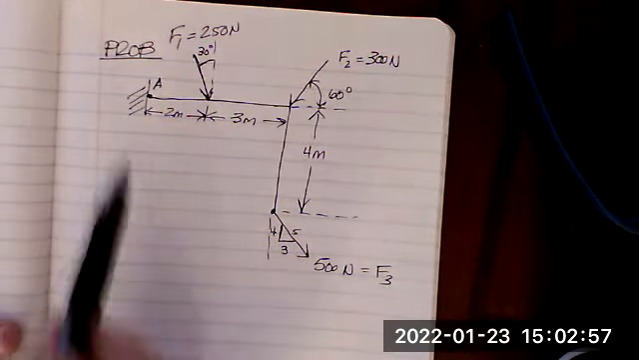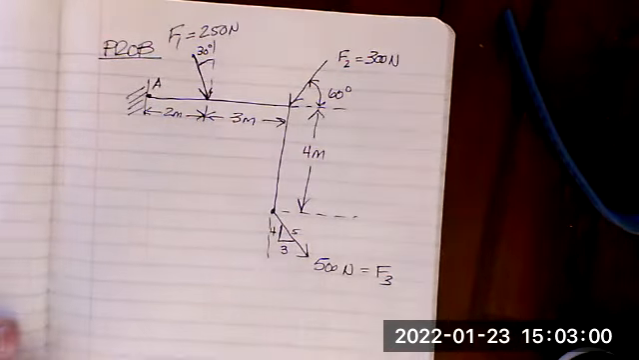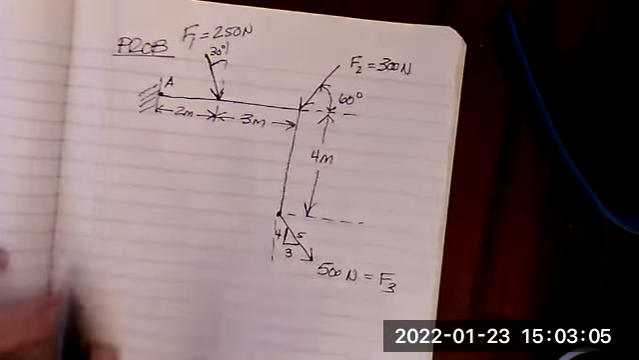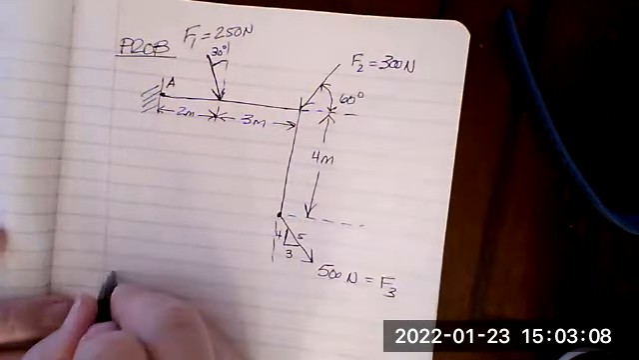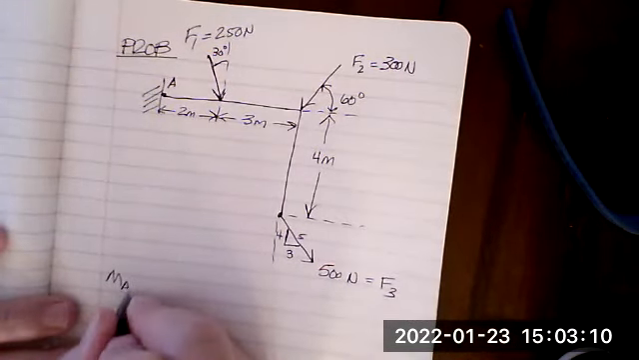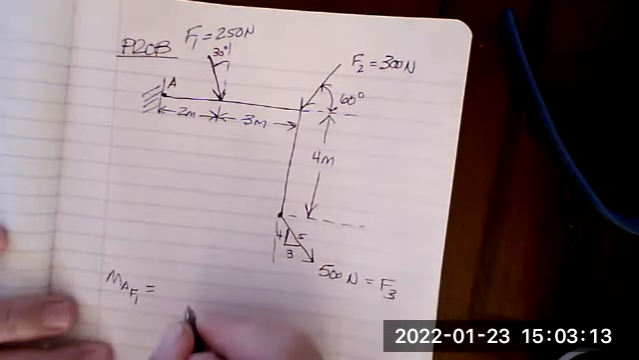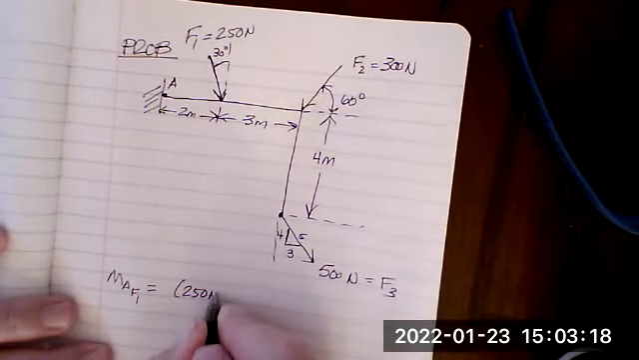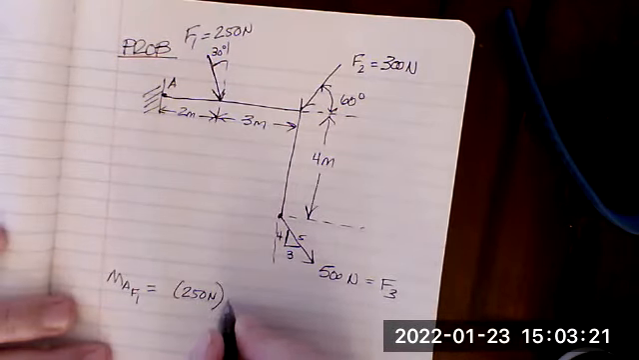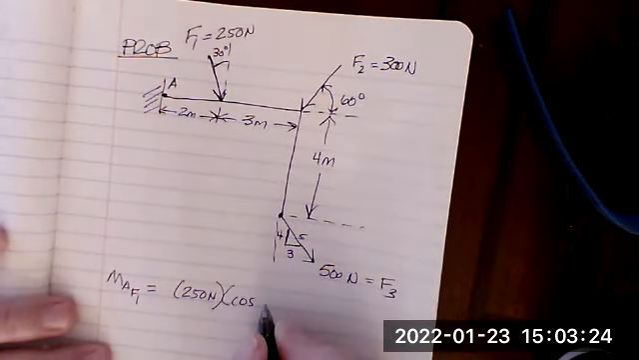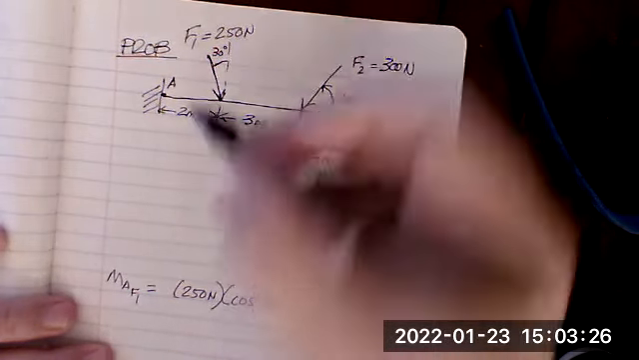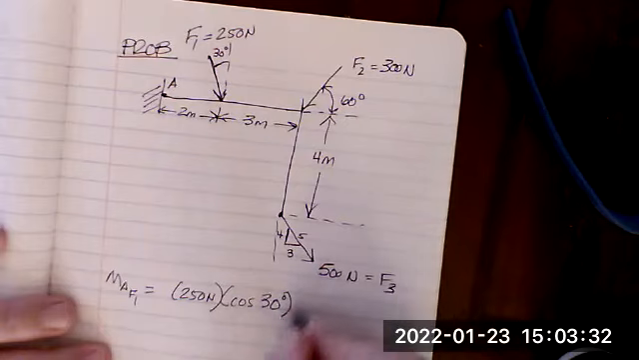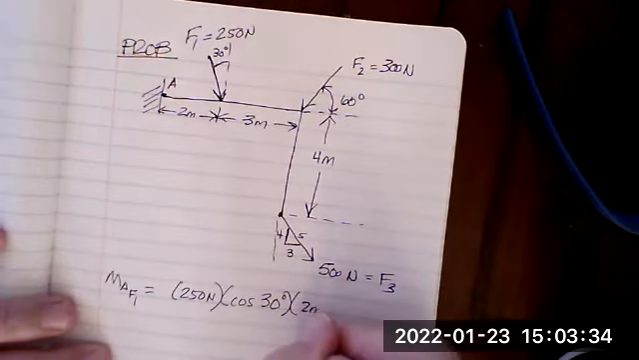So let's take the moments about A. We just want to take moments about A with each force, okay? So let's take the first one. The moment about A with respect to F1 is simply going to equal 250 newtons times the cosine of 30 degrees. That's going to give us this component here, times its distance from A, which is 2 meters.